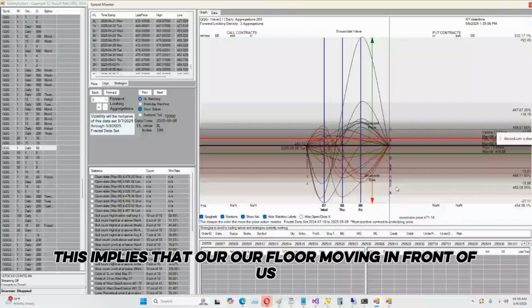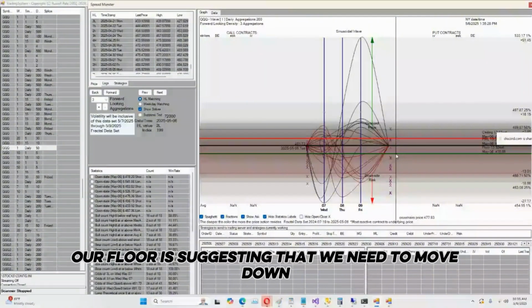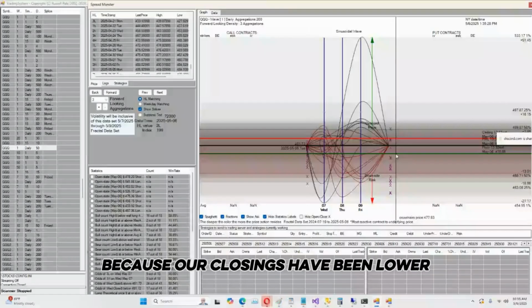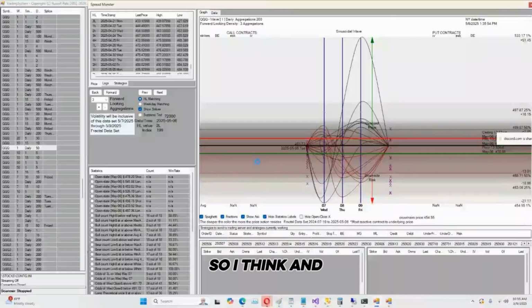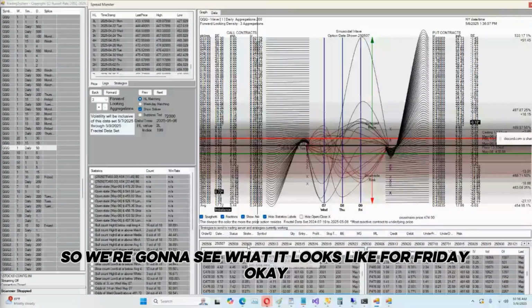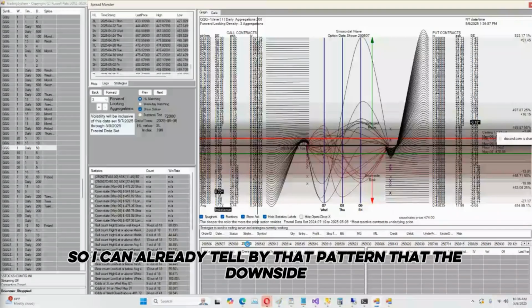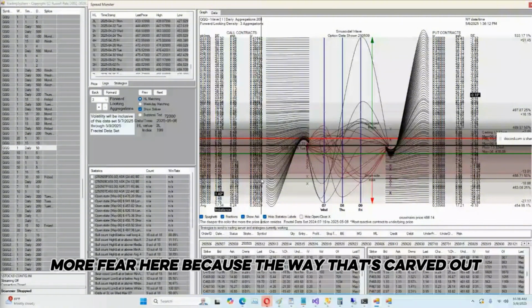This implies that our floor moving in front of us needs to adjust down. So moving into Friday, our floor is suggesting that we need to move down because our closings have been lower. So I think, and so this is, what day is this? What's Friday the 9th? So we're going to see what it looks like for Friday. Okay. So I can already tell by that pattern that the downside, the short side, there's a little more fear here because of the way that's carved out.